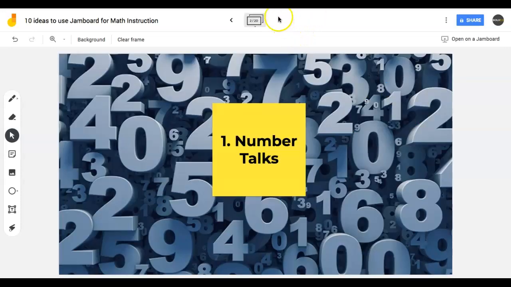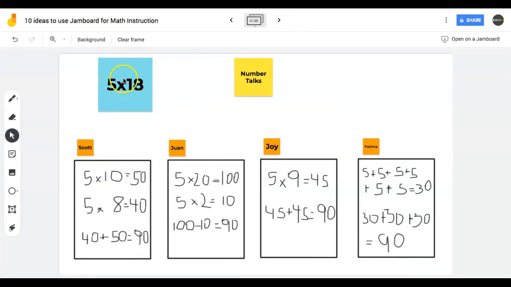Number 1, number talks. Number talks involves teachers asking students a question, students answering the question mentally, and then students sharing the responses as the teacher records the response and their ideas visually in an organized manner so that students could have discussion and questioning about the numbers and the specific content.